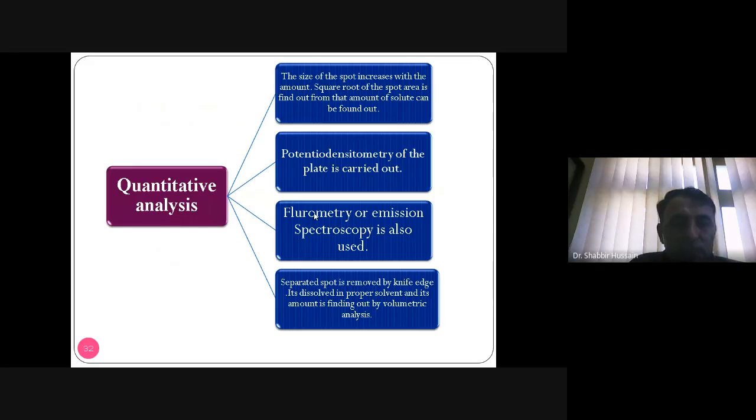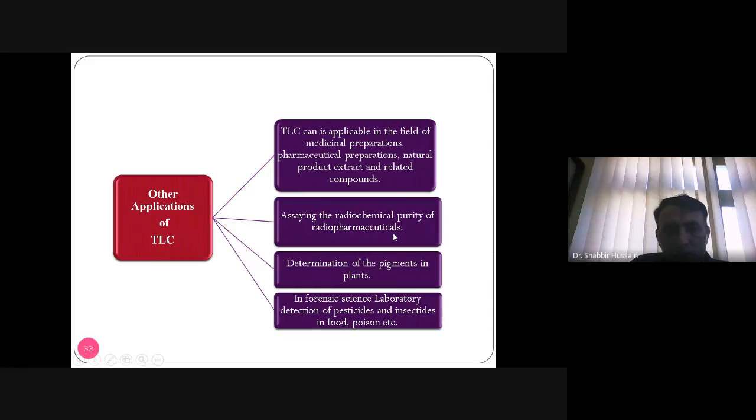If we are discussing the quantitative analysis, the size of the spot increases with the amount, right? Square root of the spot area is found out. From that, the amount of the solute can be found out. So these are not in your syllabus. Other applications of thin layer chromatography: it is applicable in the field of medicinal preparation, pharmaceutical preparation, and natural product extracts and related compounds. Thin layer chromatography is also used for assaying the radiochemical purity of radiopharmaceuticals.